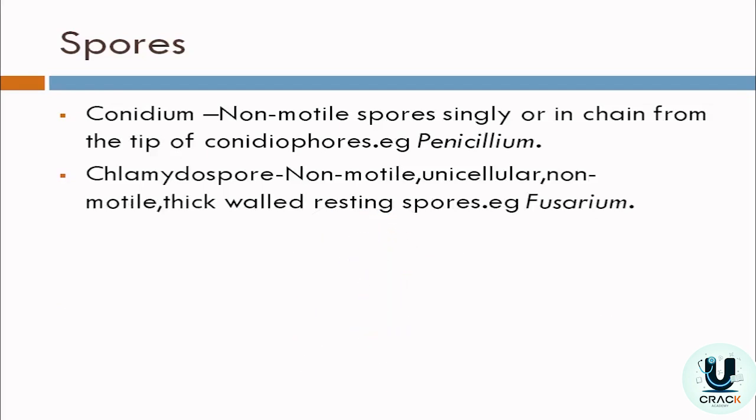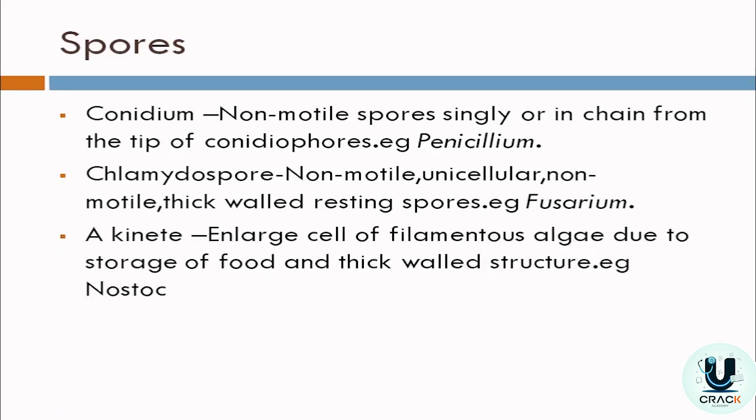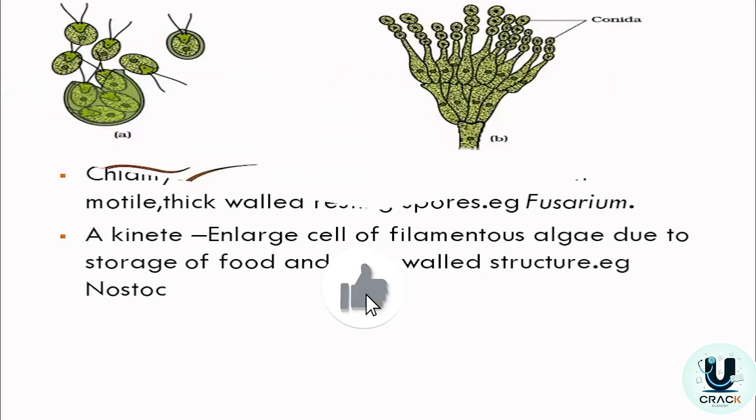Chlamydomonas. Non-motile, unicellular, thick-walled resting spores, example Fusarium. Akinetes: enlarged cells of filamentous algae due to storage of food and a thick-walled structure, example Nostoc.